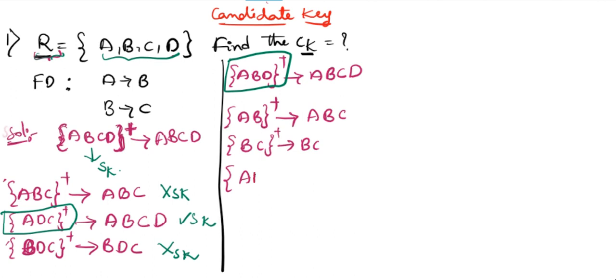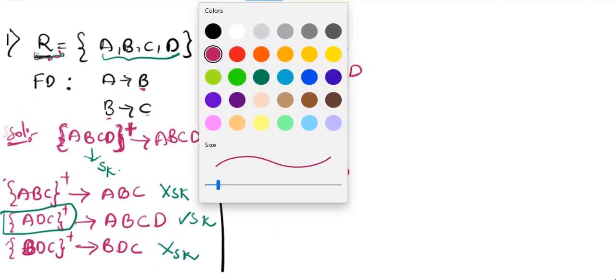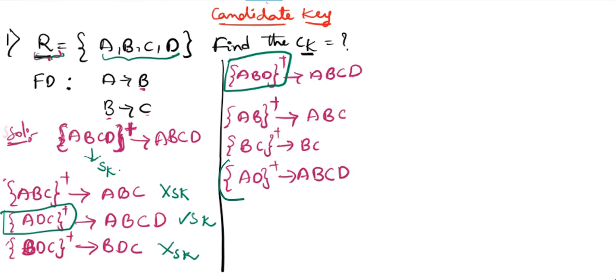But these two are not determining A and D. And next, AD. AD means A is determining A, A is determining B, B is determining C, and D is determining D. A is determining B, and this B is determining C. That's why A is determining B and C. So it is also a super key because it is giving the complete attribute list. AD is completed.